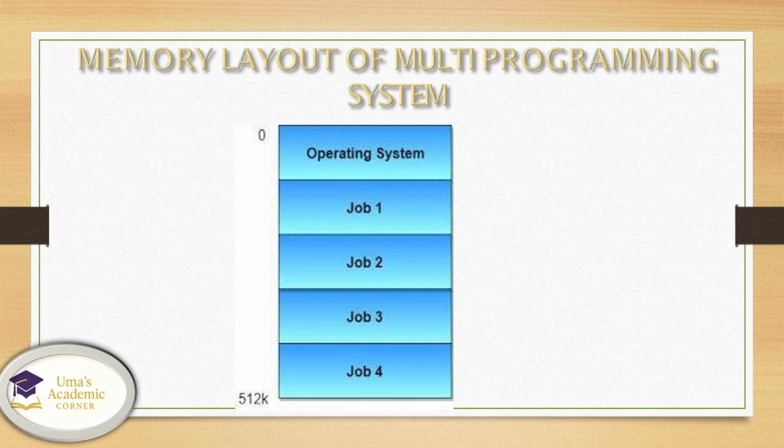One is the operating system, the other one is the jobs which we are going to execute at the same time. So these are the memory layers of a multiprogramming system. This part we call the operating system, and the rest of the part we call the jobs which have been assigned for execution.